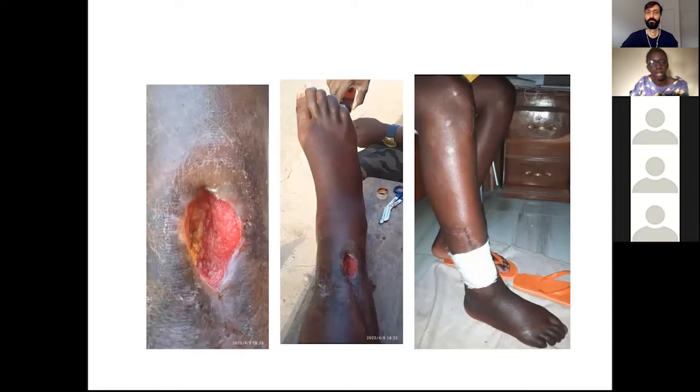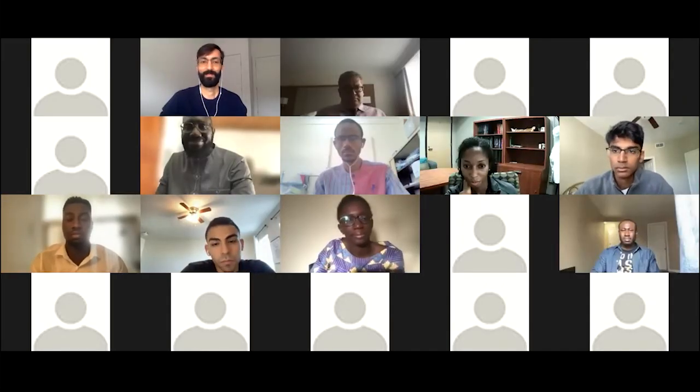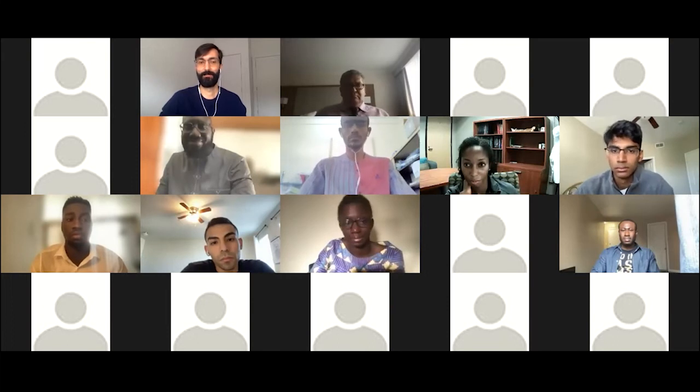So these were his images from home that he sent us. The bone is still exposed, but he's just having daily dressing at home. He didn't come back. So it's open for discussion what we could have done better to make sure that we didn't end up here, because the patient got frustrated and then we did as well. Tough case, very tough case.